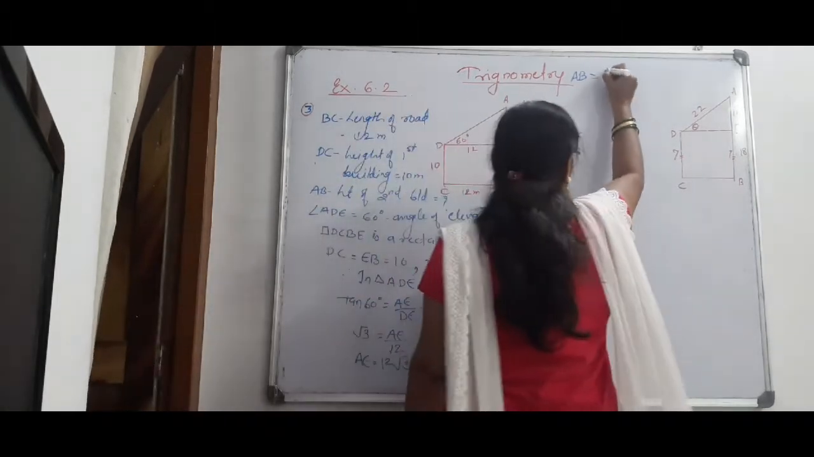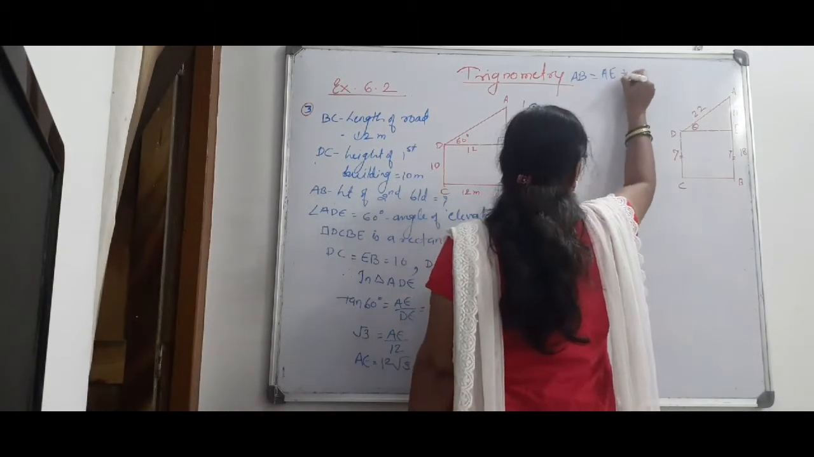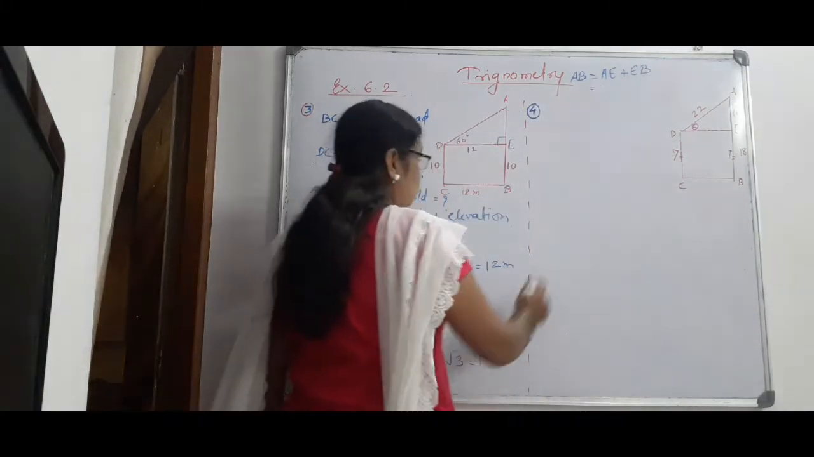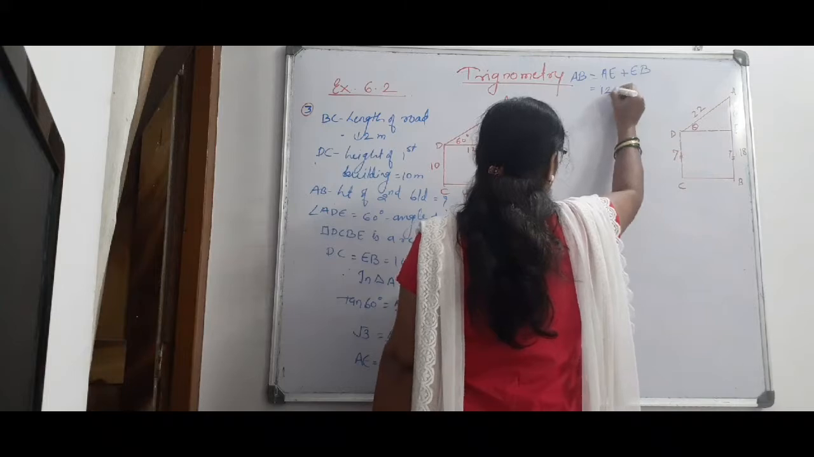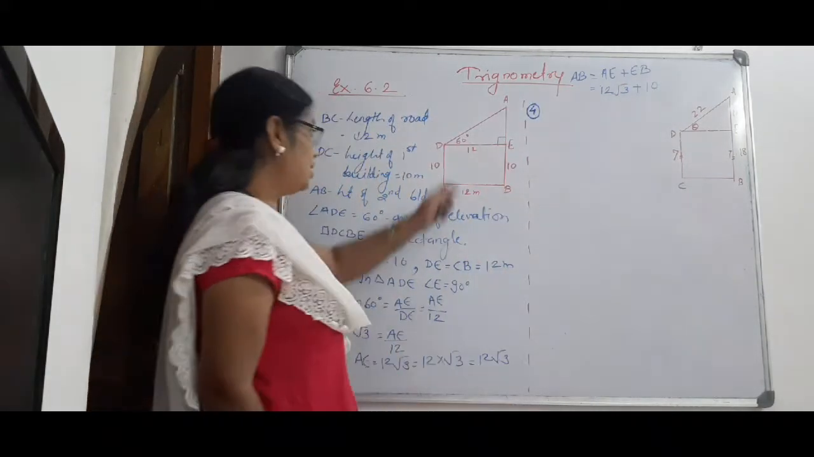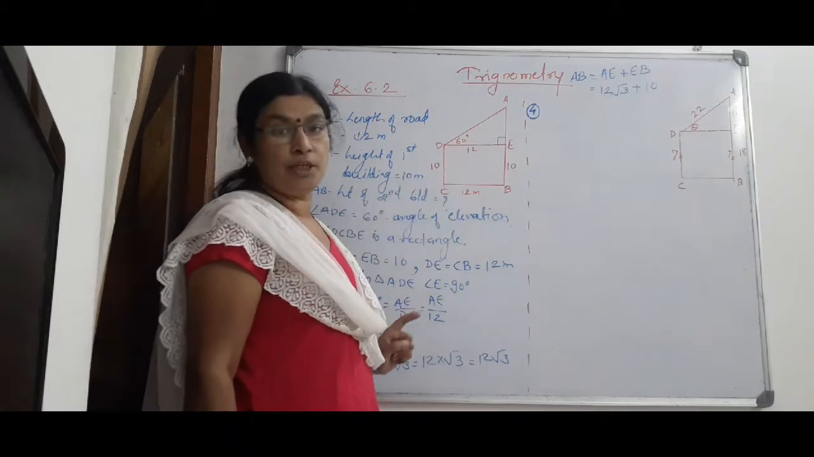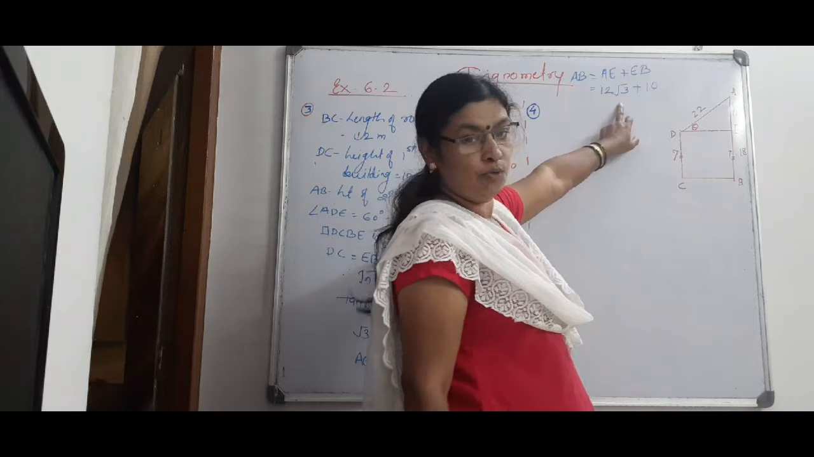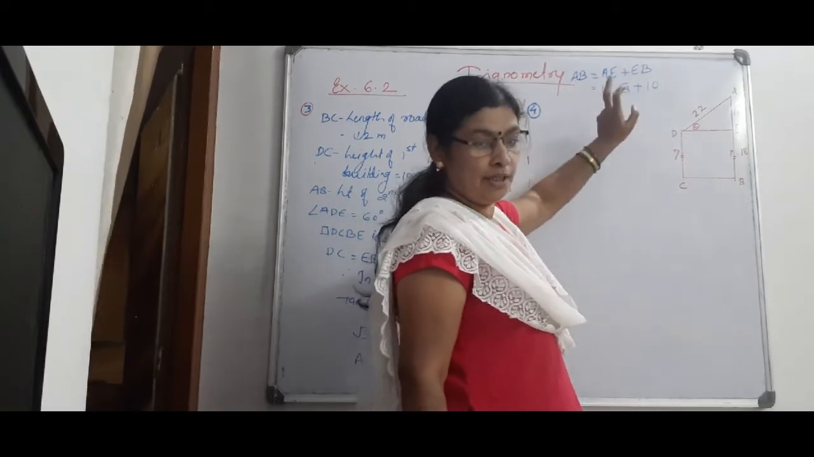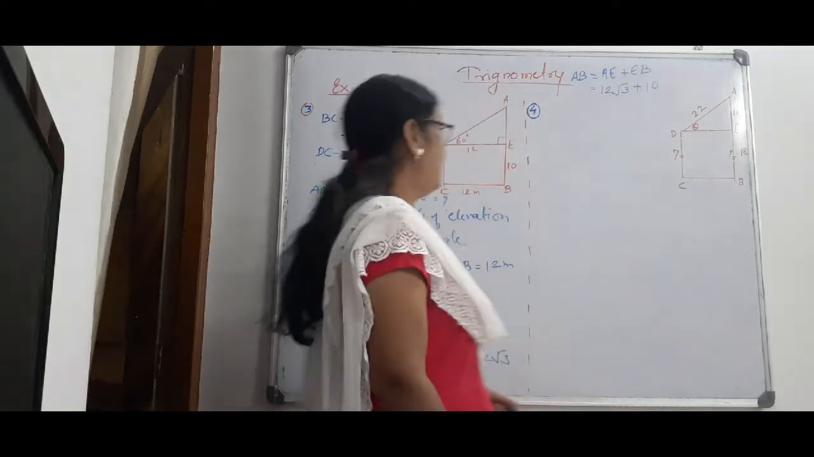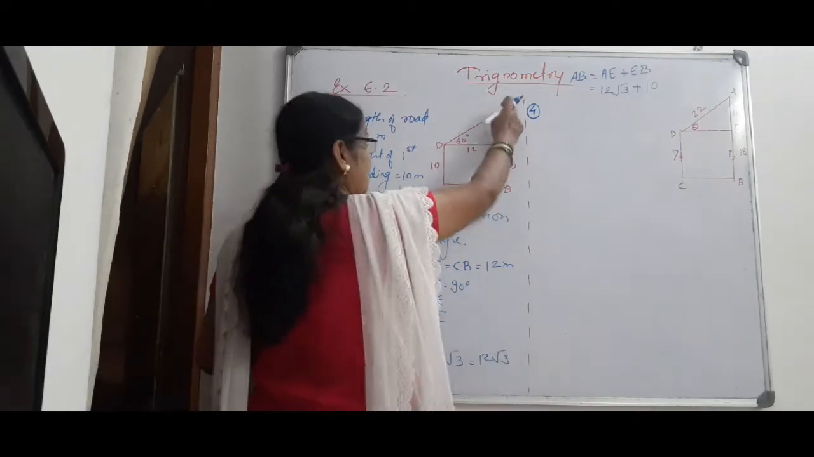Now AB is equal to AE plus EB. Now AE is 12 root 3. 12 root 3 plus 10. So what is your answer? Height of the second building is 12 root 3 plus 10. If the value of root 3 is given, you have to put the value of root 3, that is 1.73. Here the value is not given, so your answer is 12 root 3 plus 10. It is the height of the second building.